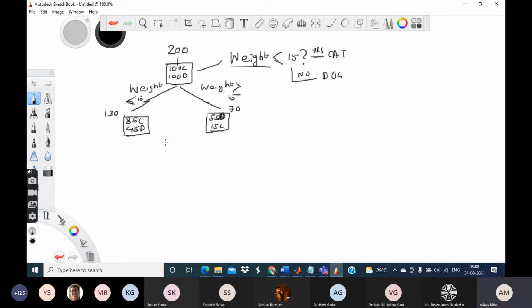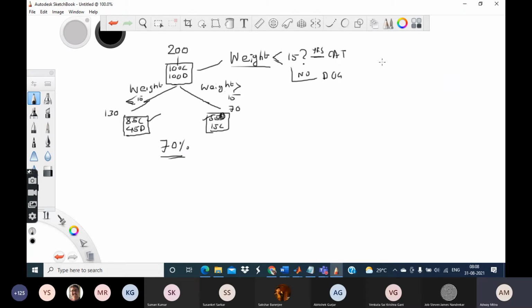And we also saw that this gives us 70% accuracy. Why? Because in that case, these 85 cats are correctly classified, and these 55 dogs are correctly classified. So a total of 140 examples are correctly classified out of 200. So we get an accuracy of 70%.